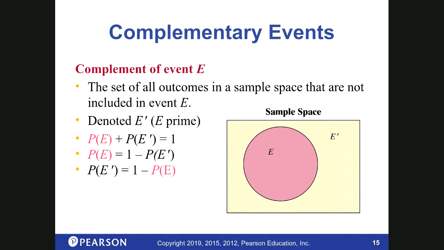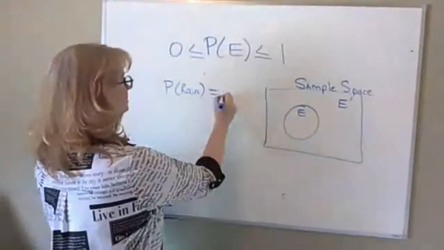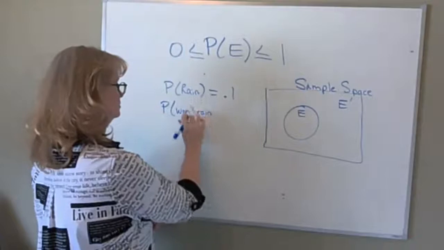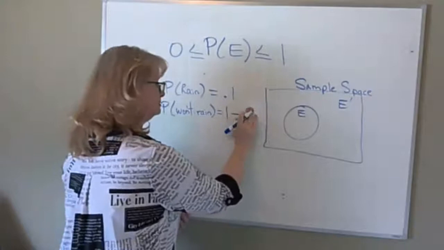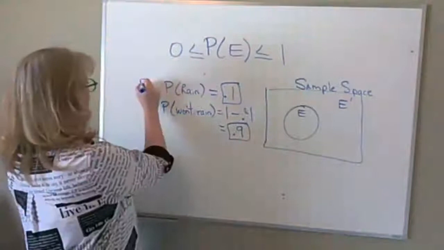the complement of raining would be not raining. So if the probability of rain is 0.1, then the probability it won't rain is going to be 1 minus 0.1, which is 0.9. And then together, the two probabilities add up to 1. So this would be E, and this would be E complement.